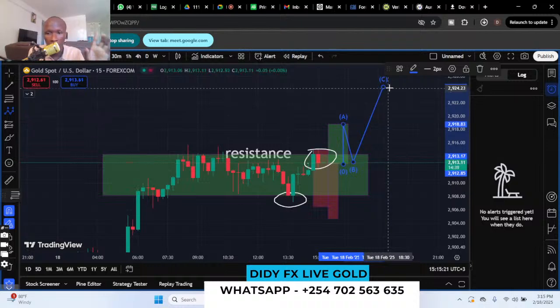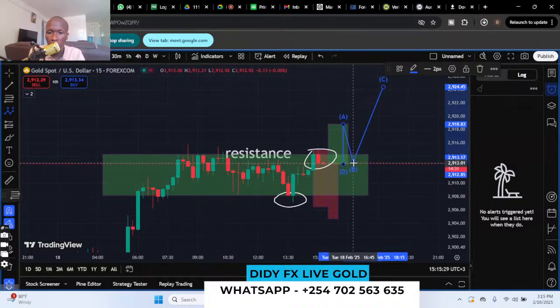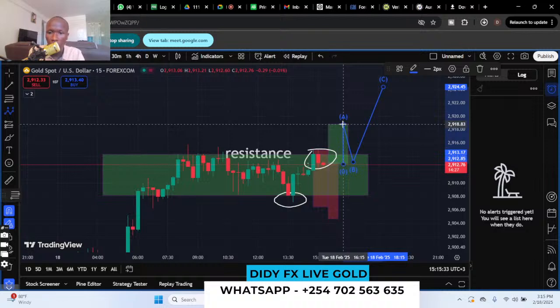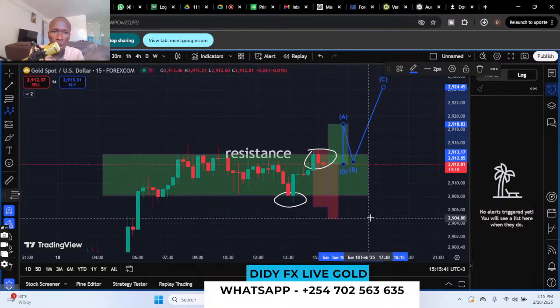I'll show you how you can identify your take profits and stop losses. At point B, it will be my entry point. A will be my take profit, and this area down here will be my stop loss. But for now, let's just see how we can enter for buys or for sales.